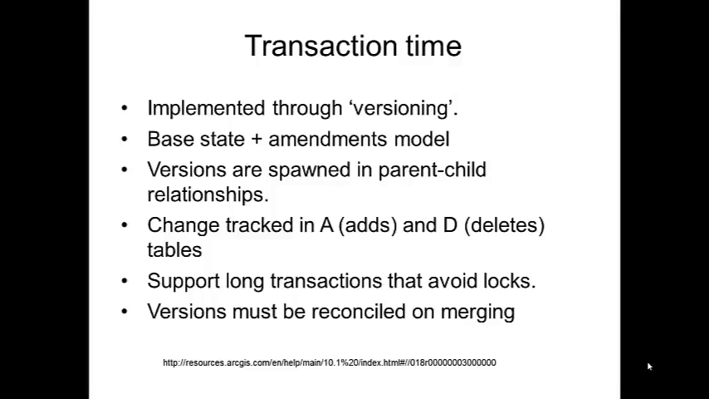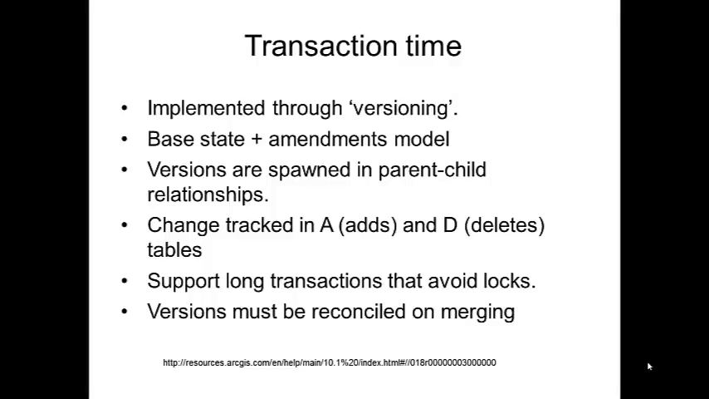So for example, transaction time, as I say, that's a database DBMS system. So there are systems available for monitoring transaction time in Postgres and in ArcGIS. ArcGIS maintains transaction time through a base state plus amendments model, which is called versioning. It creates a couple of new tables, one called adds and one called deletes tables, and it's in those tables that the changes to the database and the times that they occurred are stored.